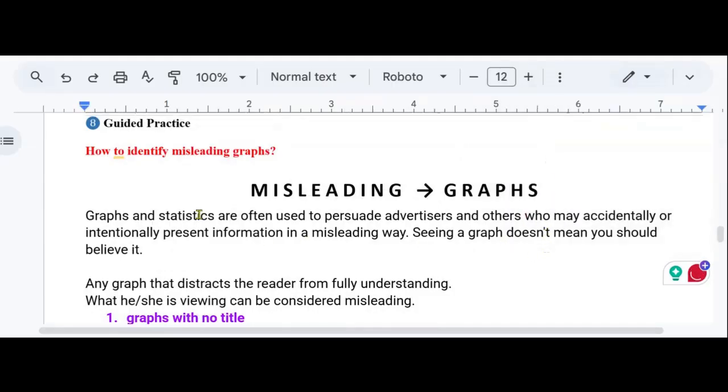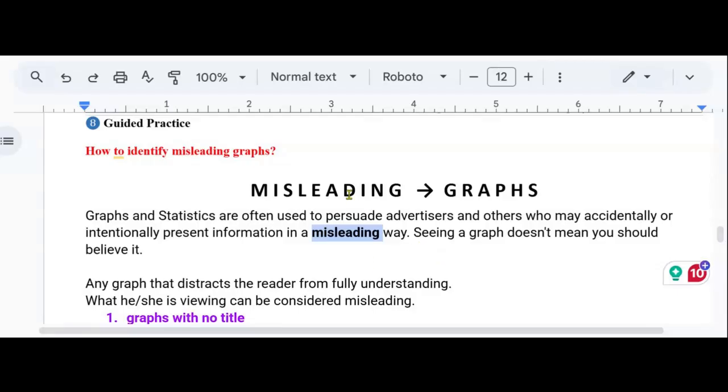Misleading graphs. Can you please read? How to identify misleading graphs. Please read: graphs and statistics are often used to persuade. Advertisers and others may accidentally or intentionally present information in a misleading way. What does misleading mean?